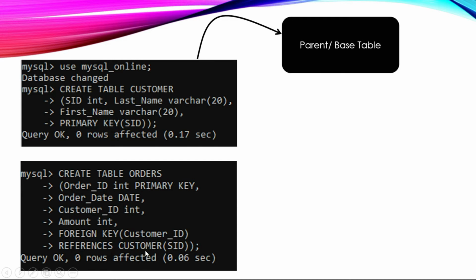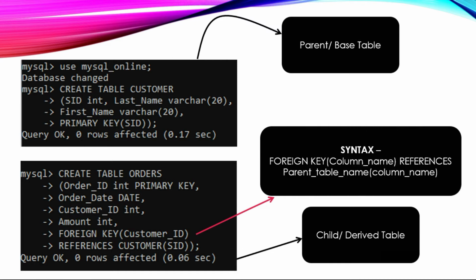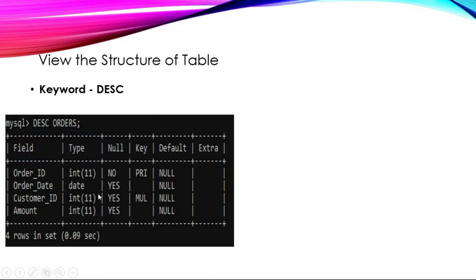So here you can see this is the child table, or you can say derived table. And here is the syntax, how we give foreign key. Foreign key, specify the name of the column which you want to give foreign key. References, whatever is the base table or the parent table, in bracket the name of that particular column in the base table. Next is, if I want to view the structure of the table, the keyword is DESC. We have seen it in the earlier queries. With the help of DESC table name, you can describe the table. That means you can see the structure of the table.